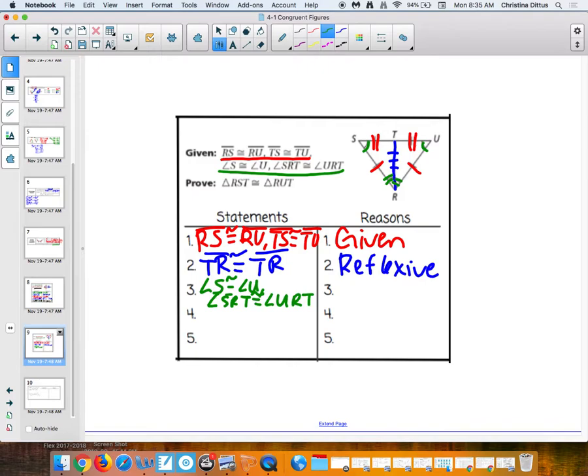What am I going to put as my reason next to it? Given. Yeah, given. Good.